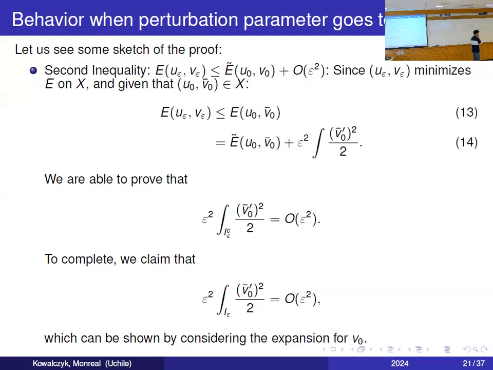Those are the steps. So the first one, okay, we can prove that outside the interval, this interval where the singularity lies, the energy is proportional to epsilon squared. And now we want to see what happens inside the interval, okay, where the energy can go high.